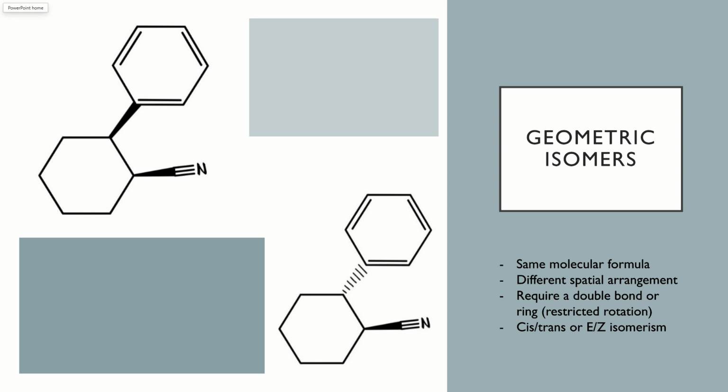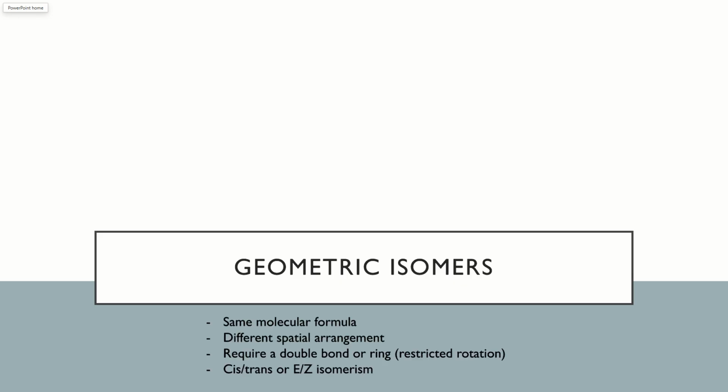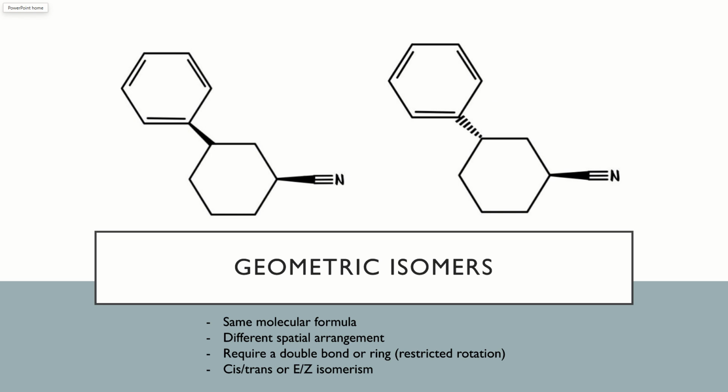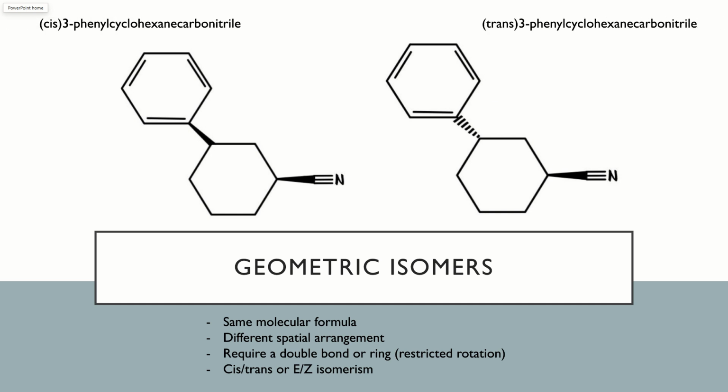To the left, I drew a structural isomer of 4-phenyl cyclohexane carbonitrile. I also identified the cis and trans isomers of the structural isomer. The systematic name is 2-phenyl cyclohexane carbonitrile. On this slide, I drew another structural isomer by changing the position of the phenyl group to the third position. Thus, the systematic name is 3-phenyl cyclohexane carbonitrile.